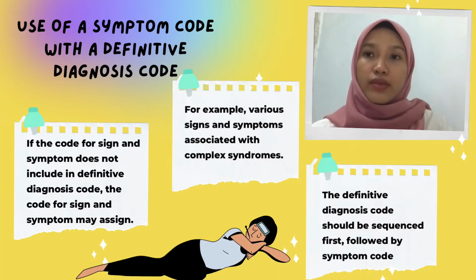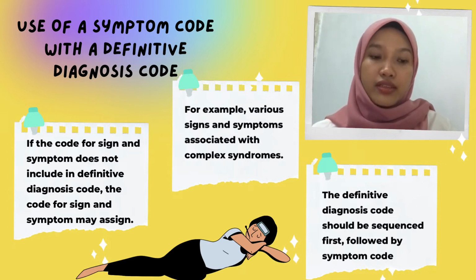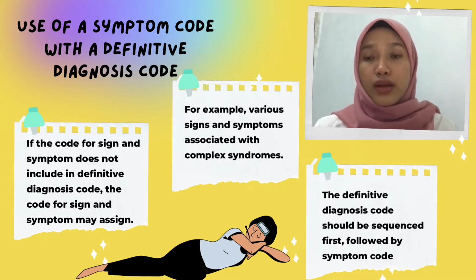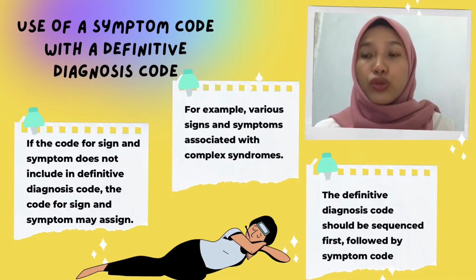Under the use of symptom code with a definitive diagnosis code, signs and symptoms are coded until further confirmation, as long as the code has no relation with the previous disease, for example various signs and symptoms associated with complex syndromes. Here, the definitive diagnosis code should be sequenced first and then followed by the symptom code.